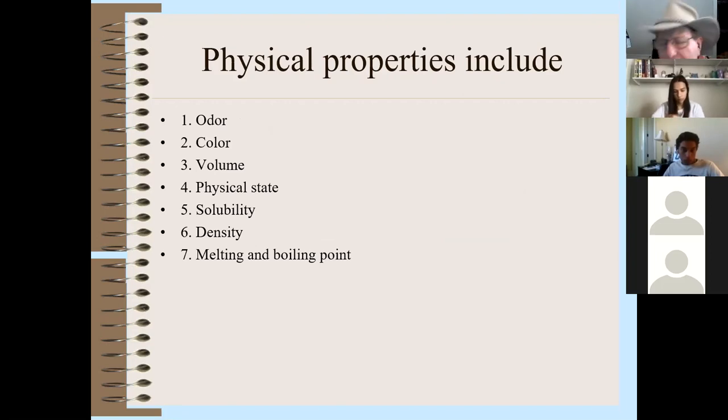All densities are unique. The density of water is 1 gram per cubic centimeter, which is different than the density of copper, which is 8.63 grams per cubic centimeter. Copper is different from aluminum, which is 2.7. You can use a physical property to help identify what a substance is.